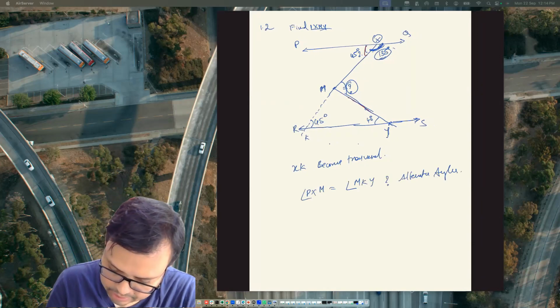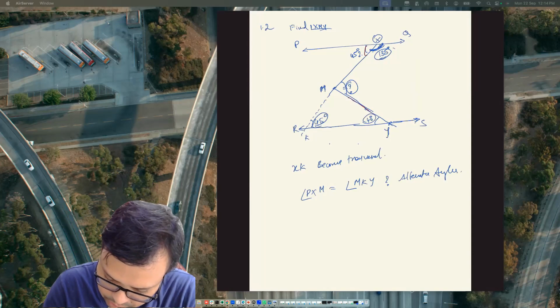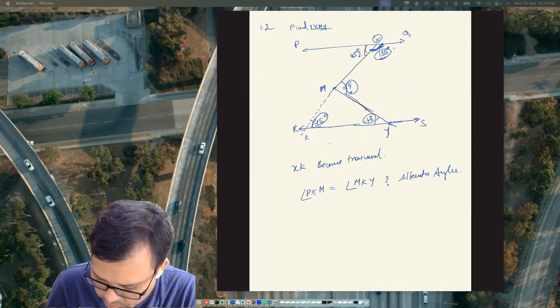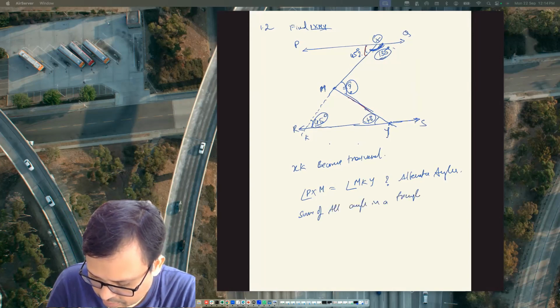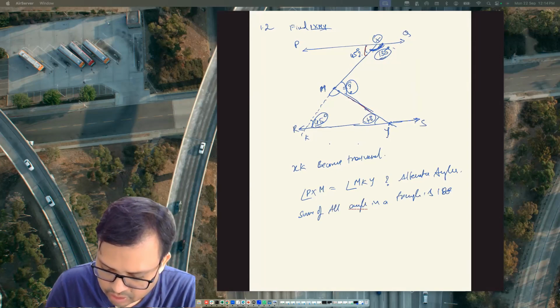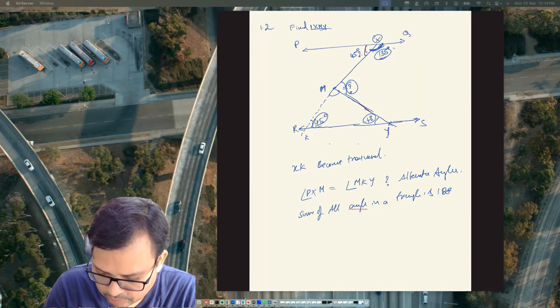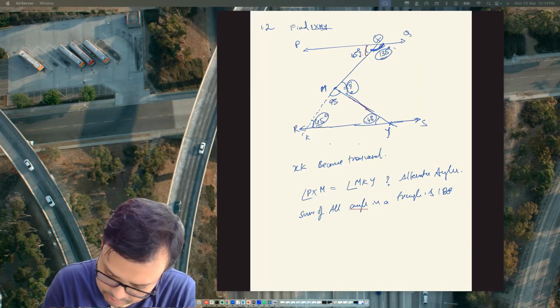angles, right? Because this is 45 degrees and this is 40 degrees, and we got one triangle here. All of you know that the sum of all angles in a triangle is 180 degrees. So what will be this angle? If this is 45, this is 40, it's 85. This angle probably will be how much? 95.